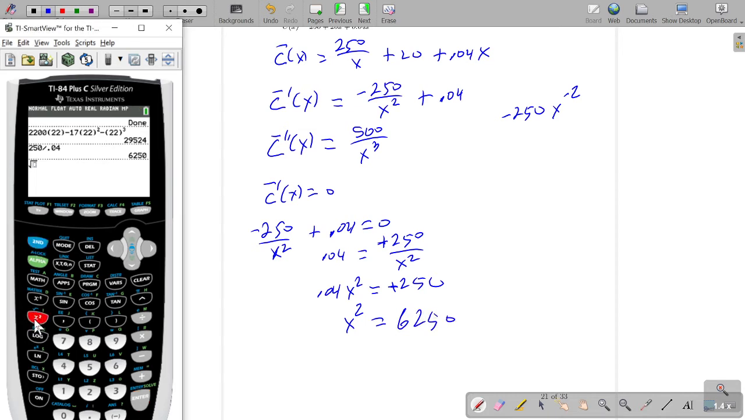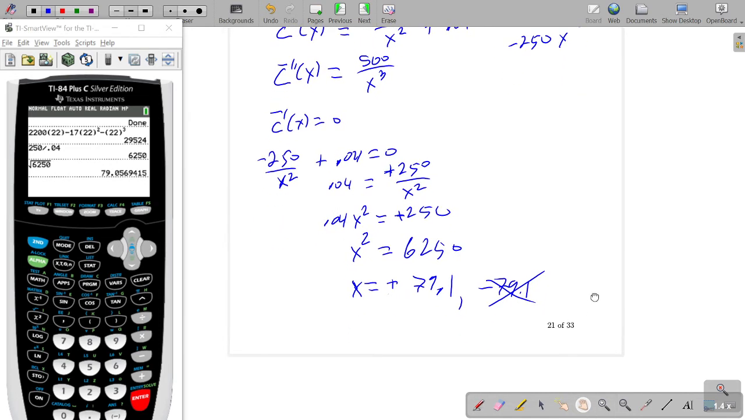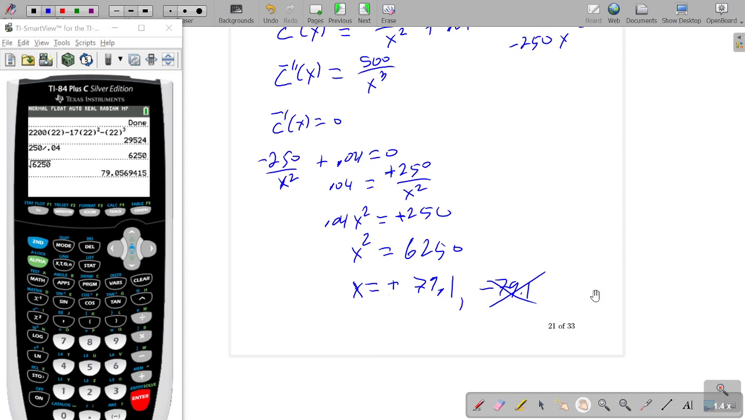So the square root of 6250, and x is going to be plus or minus 79.1. So the negative part is not part of the domain. So I'm just going to add a page here.